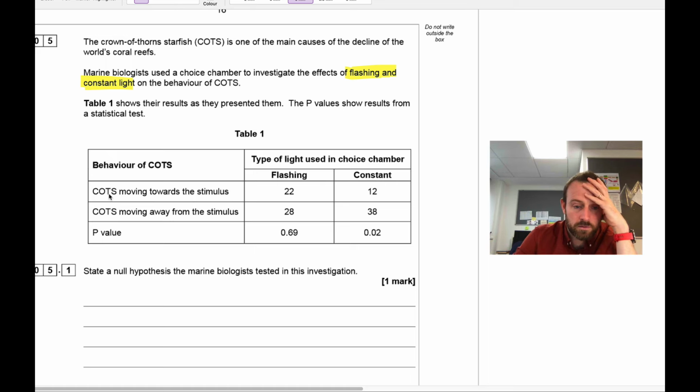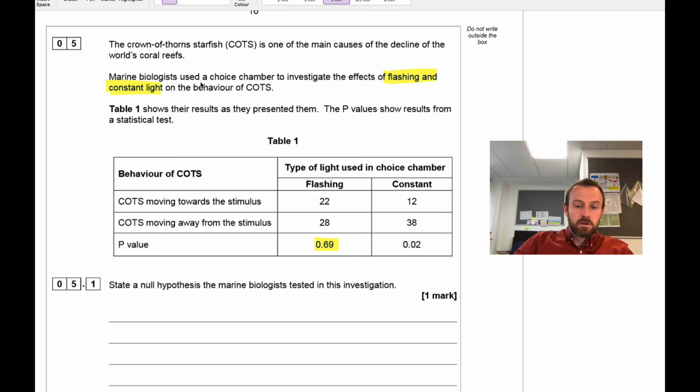Okay, so the crown of thorns were either moving towards the flashing light or away from the flashing light. There was a slight increase in more of them moving away. The statistical test they did gave a p-value of 0.69. High p-value means not significant, so this is not significant. Whereas if the light was constant, 12 moving towards, 38 moving away, that is quite a big difference, and that gave a very highly significant p-value, 0.02.